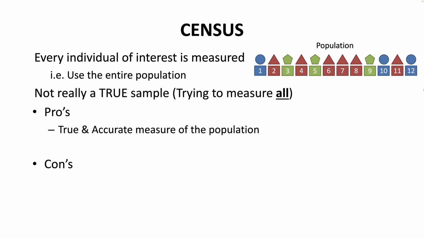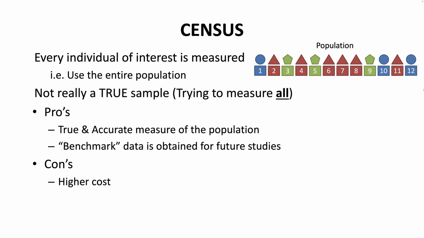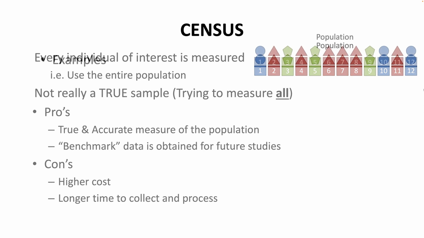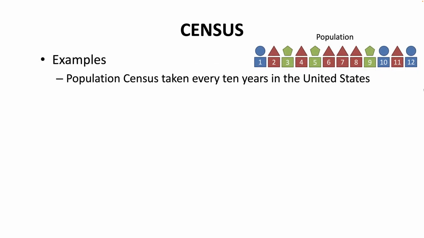For pros, it's a way to get a true and accurate measure of the population. Sometimes it creates what we call a benchmark for future studies. But there are cons. Usually the number one thing with using a census is there's a higher cost and a longer time to collect and process the results. Let's take a look at some examples of a census.